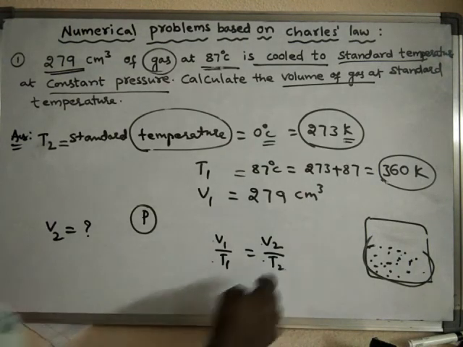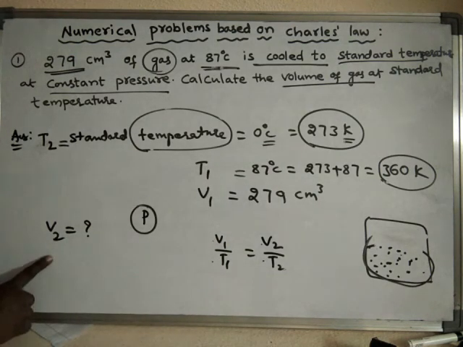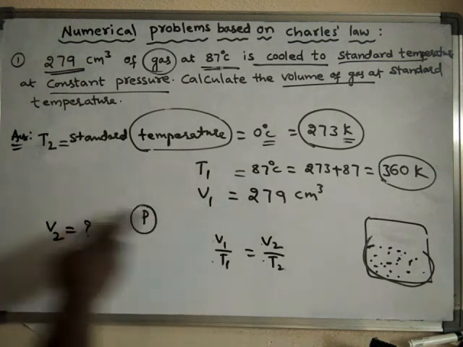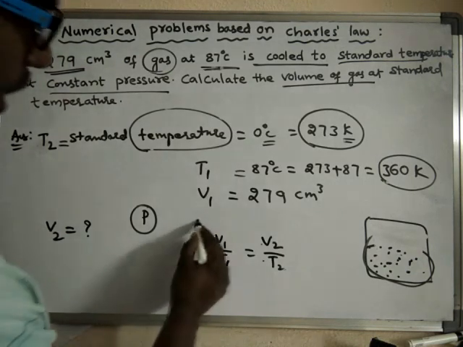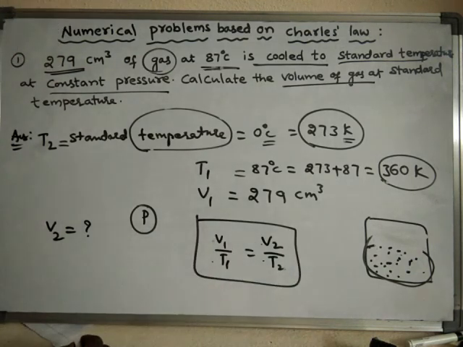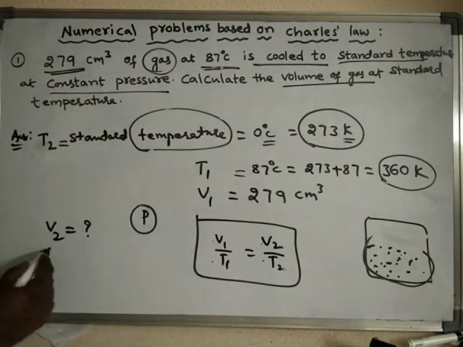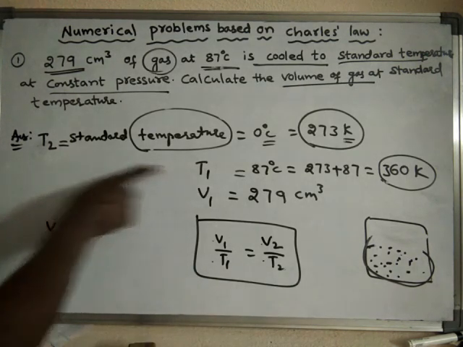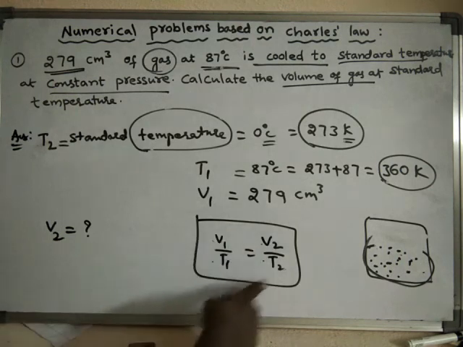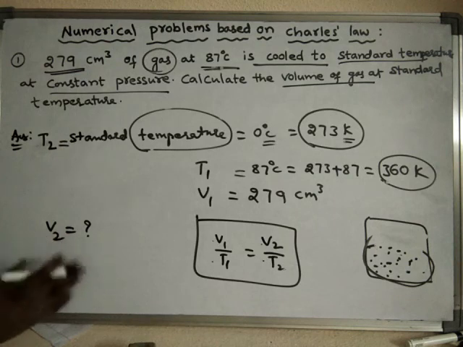Okay, now the question is, under standard temperature, what is the volume of the same gas? At this temperature the volume is this much, and at this temperature what is the volume of that gas? So by applying the Charles law equation, V1 by T1 is equal to V2 by T2, we can easily find the final volume. We already know the initial volume, initial temperature and final temperature. So upon substituting all these values, finally V2 can be known.